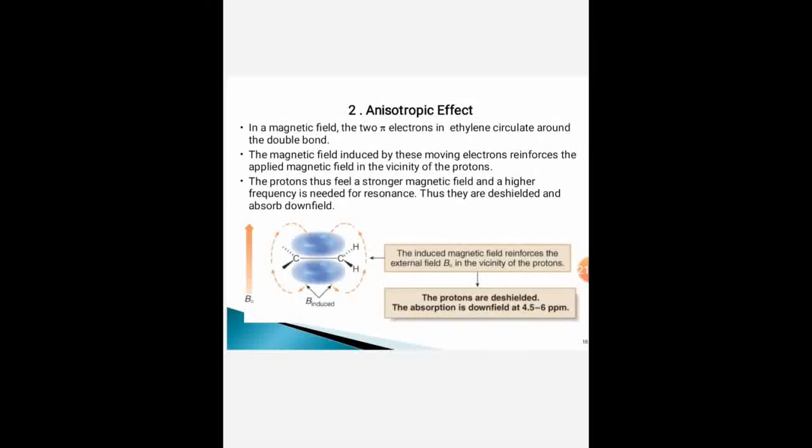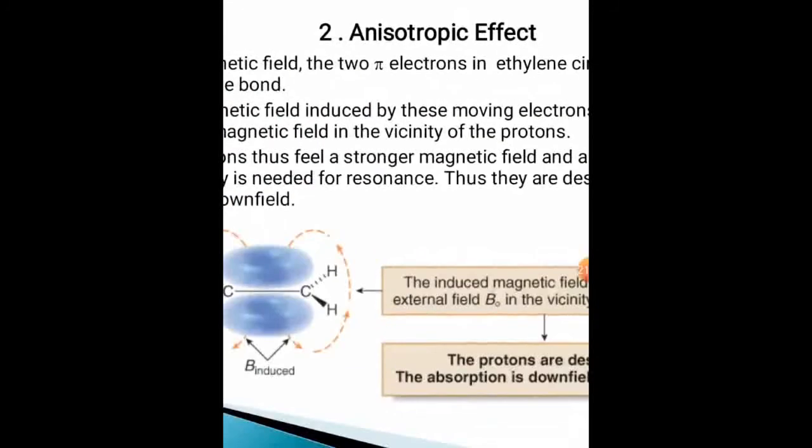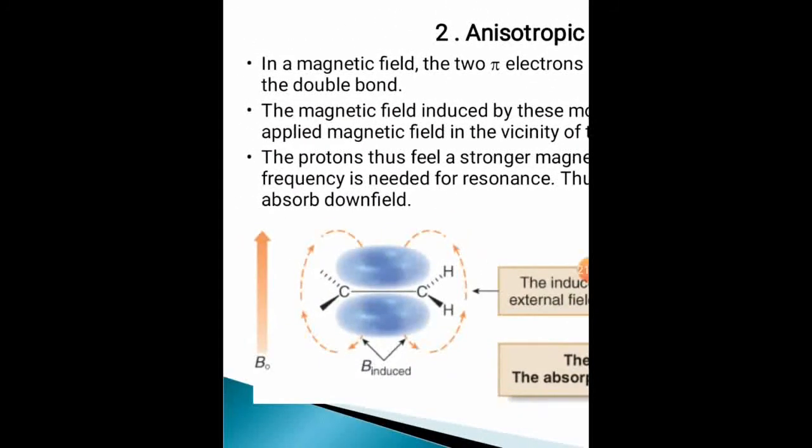Second effect is the anisotropic effect. In ethylene, there are 2 pi electrons, and these pi electrons circulate around their own axis, creating another type of magnetic field. It is called the induced magnetic field, which is produced due to the circulation of pi electrons.